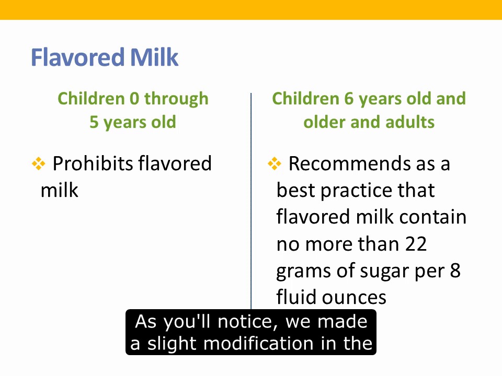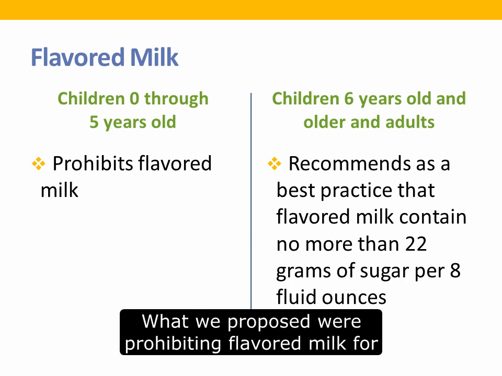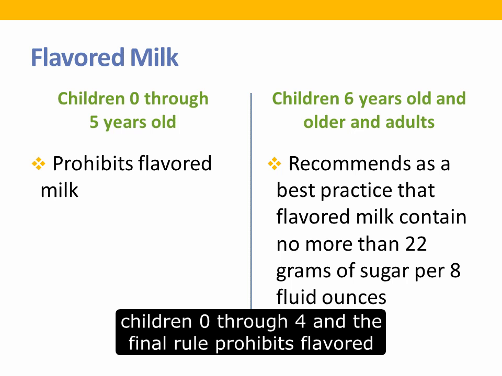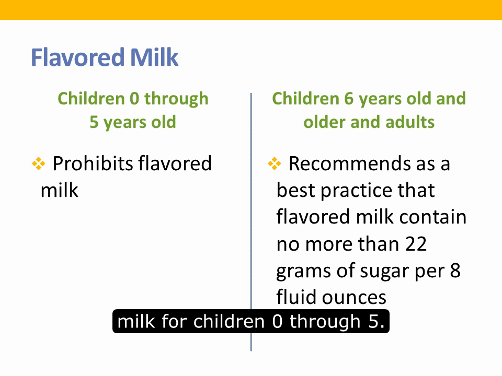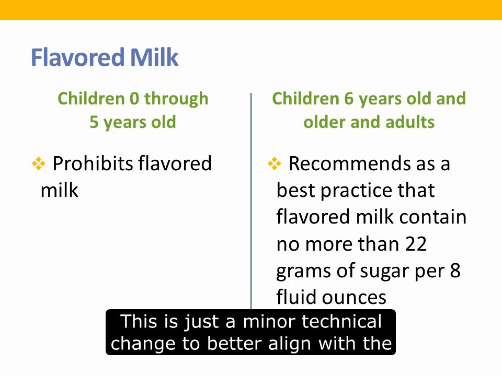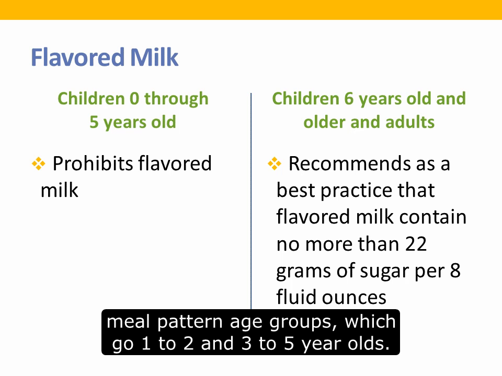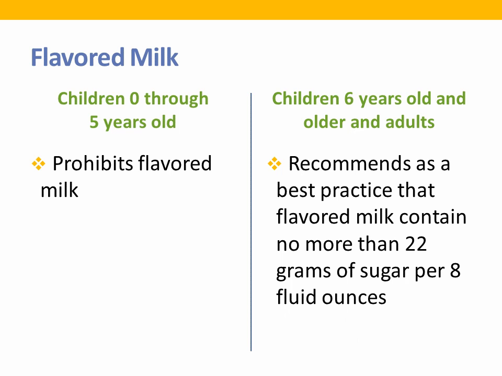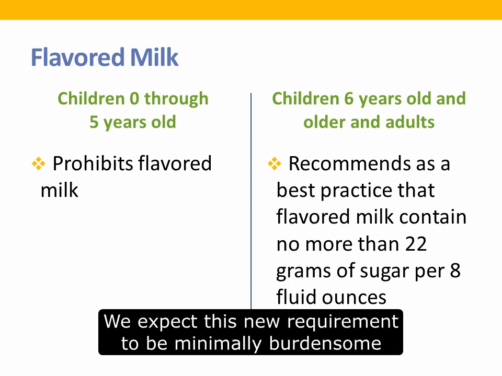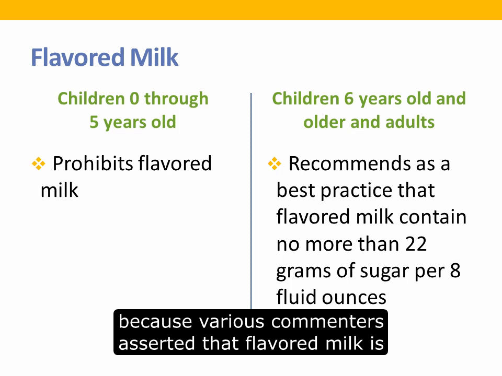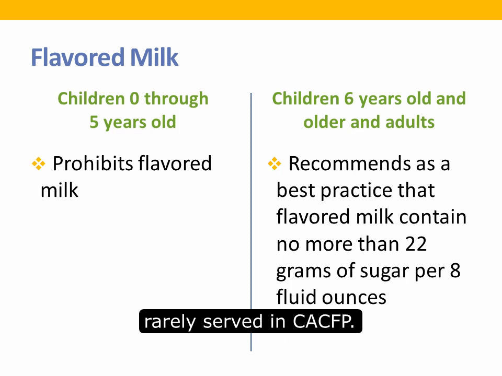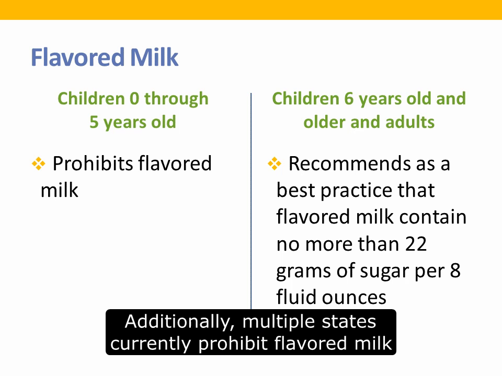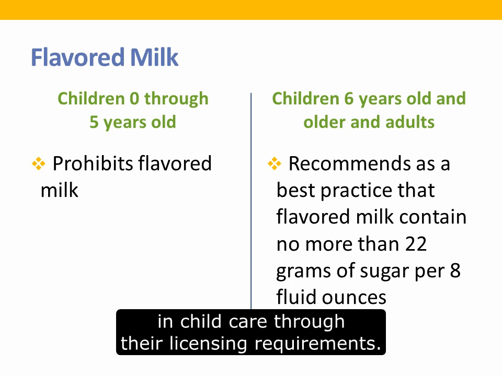As you'll notice, we made a slight modification in the age groups. What we proposed was prohibiting flavored milk for children 0 through 4, and the final rule prohibits flavored milk for children 0 through 5. This is just a minor technical change to better align with the meal pattern age groups, which go 1 to 2 and 3 to 5-year-olds. We expect this new requirement to be minimally burdensome because various commenters asserted that flavored milk is rarely served in CACFP. Additionally, multiple states currently prohibit flavored milk in childcare through their licensing requirements.